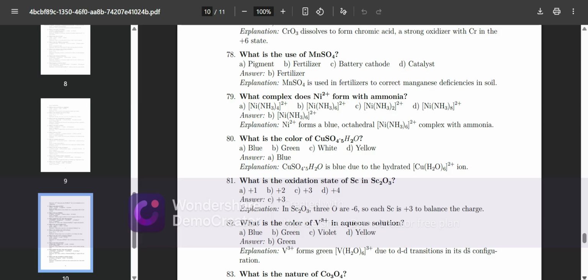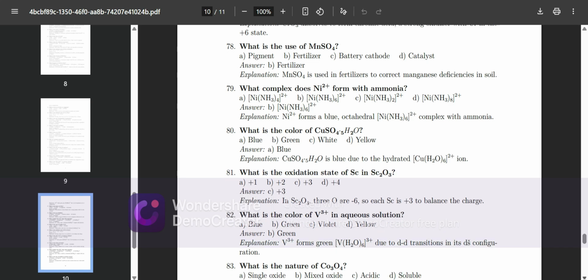CuSO4·5H2O is blue due to the hydrated Cu(H2O)6 2+ ion. What is the oxidation state of scandium in scandium oxide? In Sc2O3, 3 oxygens are minus 6, so Sc is plus 3 to balance the charge.